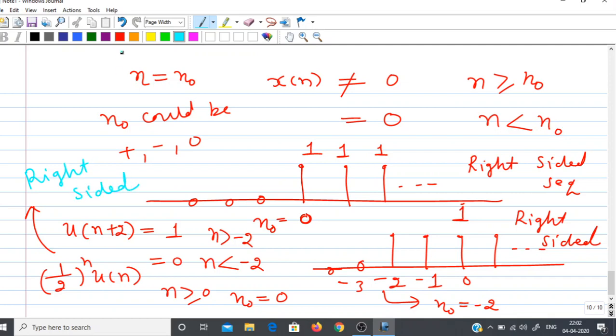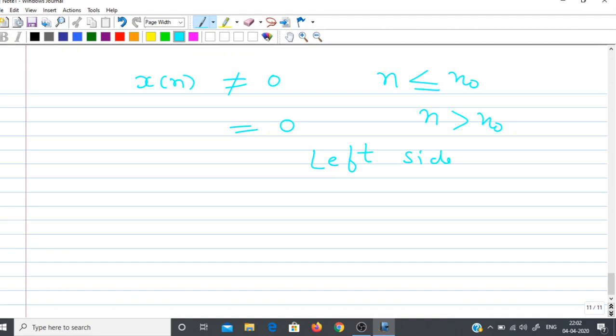Now, if I take an example of a left-sided sequence, what do we mean by a left-sided sequence? If this x[n] is non-zero for n less than or equal to n naught, and it is 0 for n greater than n naught, then this is called which kind of sequence? A left-sided sequence.